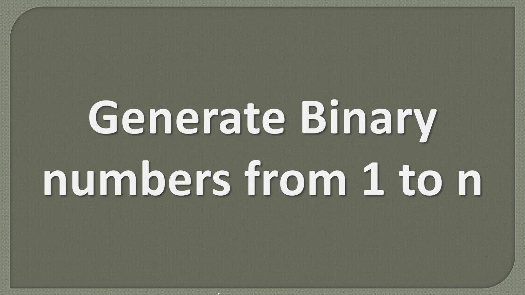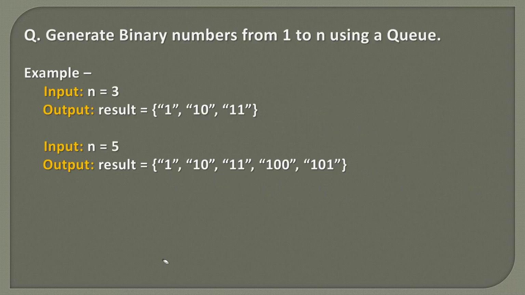Hello everyone. So in this video we are going to see a problem of how we can generate binary numbers from 1 to n. The question is: generate binary numbers from 1 to n using a queue. Binary numbers can be generated in various ways, but here we will take a queue data structure and generate the binary numbers from 1 to n, where n is the value provided to us.